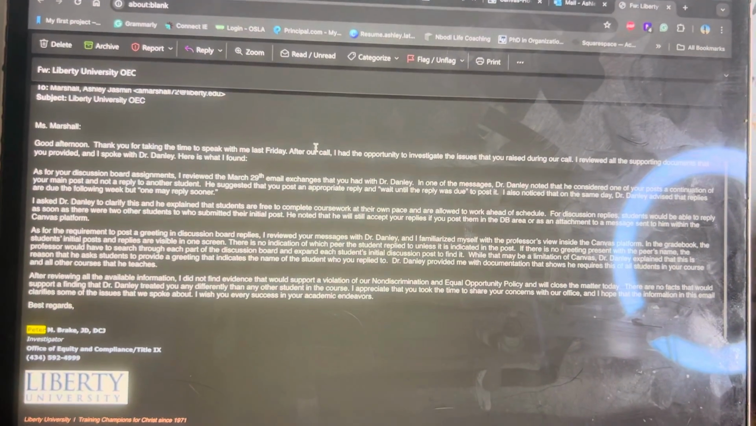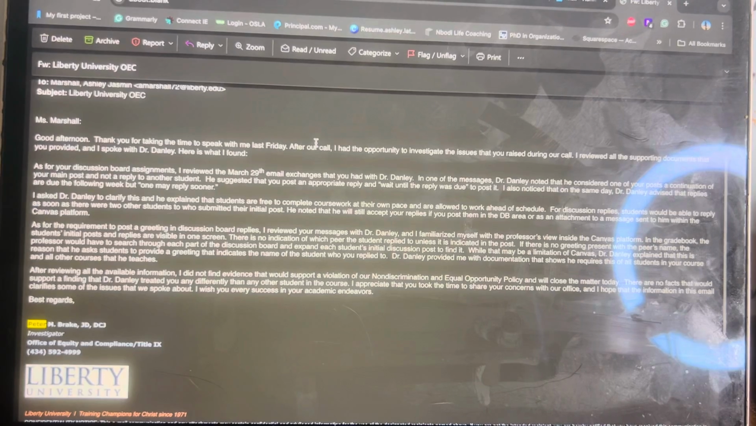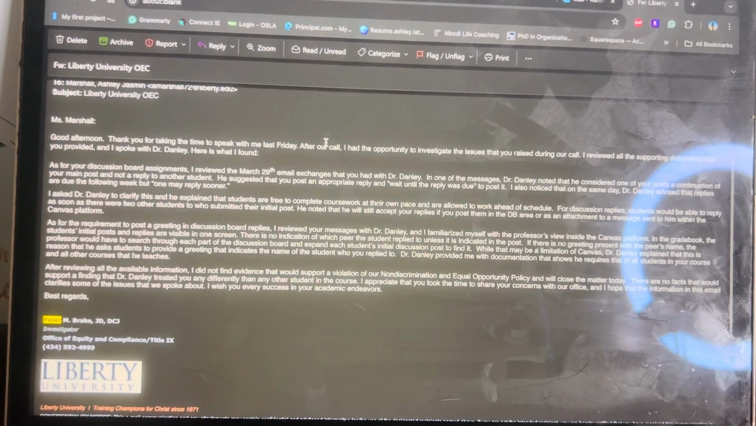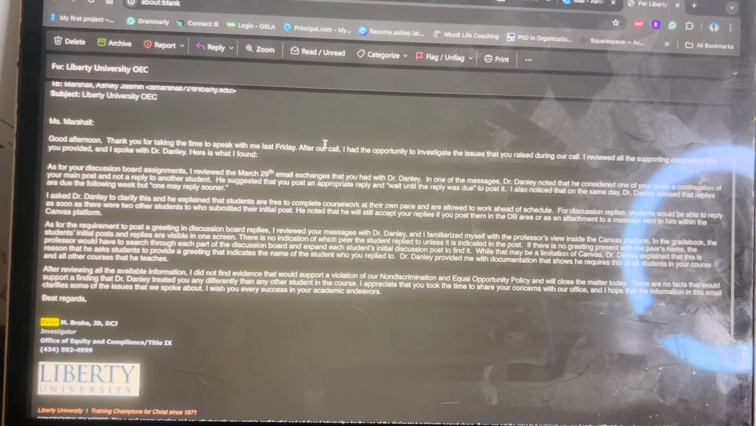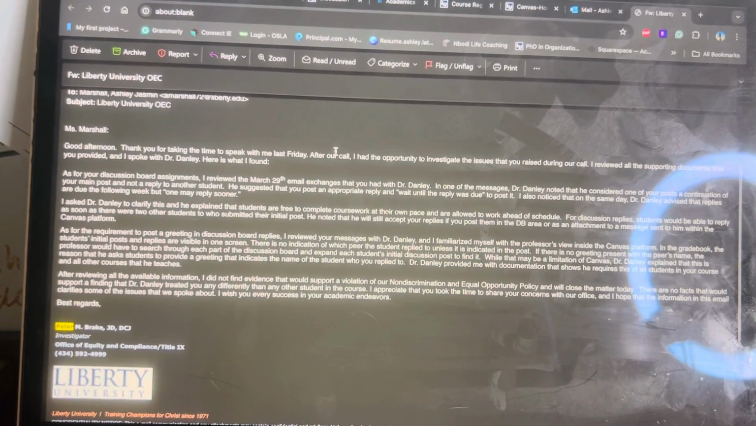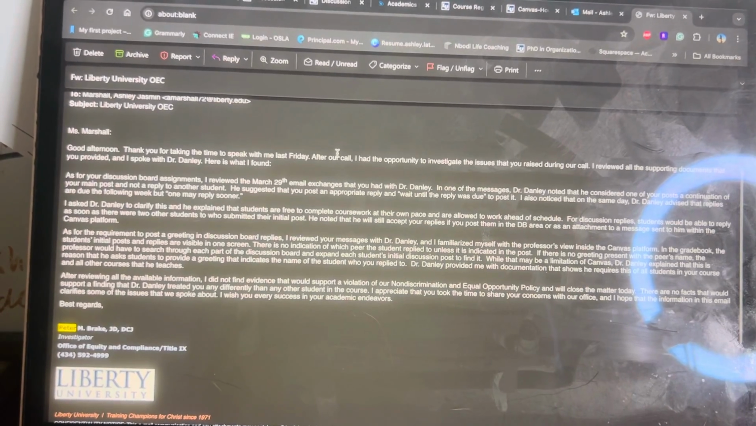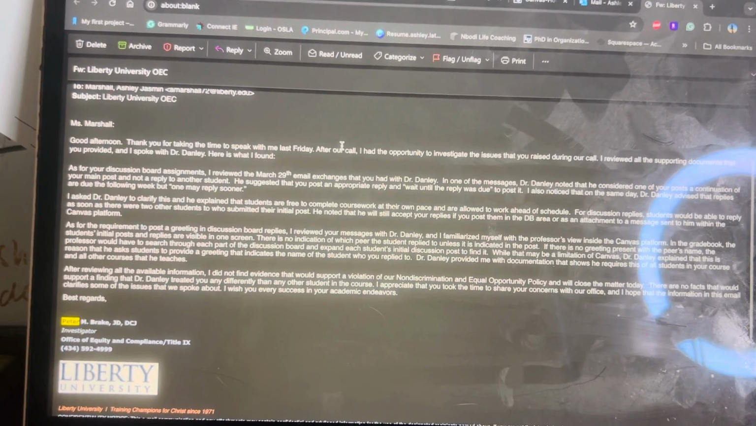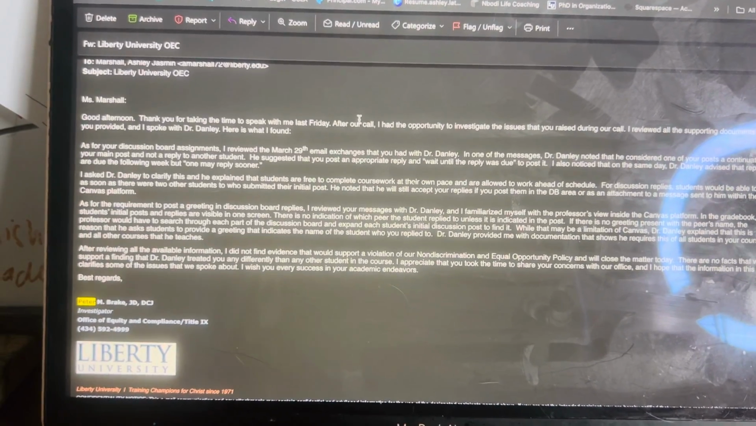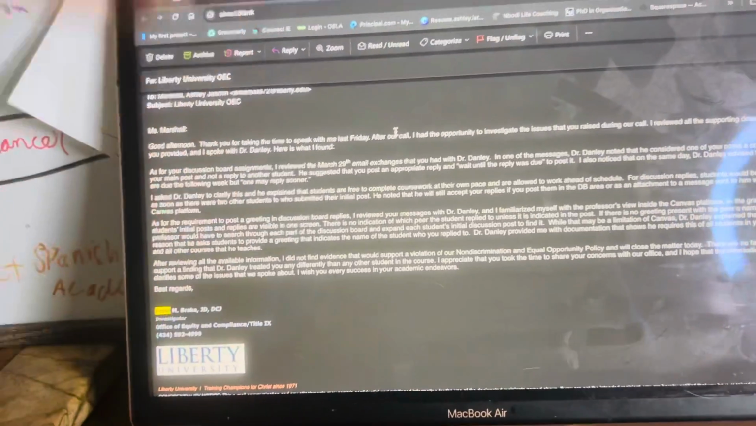In one of the messages, the professor considered one of your posts a continuation of your main post and not a reply to another student. He suggested that you post an appropriate reply and wait until the reply was due to post it. I also noticed that on the same day, he advised that replies are due the following week, but you may reply sooner. But that's not addressed in our emails, and I'm going to show you in the email anyway.